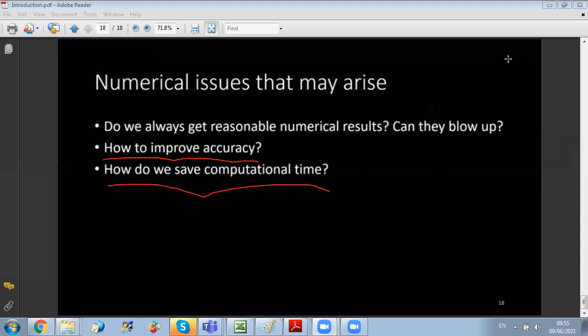Doctor? Yeah. Doctor, I have a question. You mentioned something about the exact method being continuous and the numerical ones being discrete. Can you repeat this? Yes, exactly.